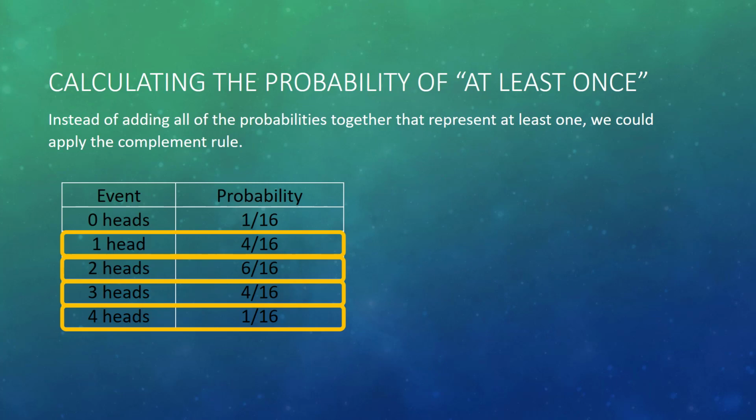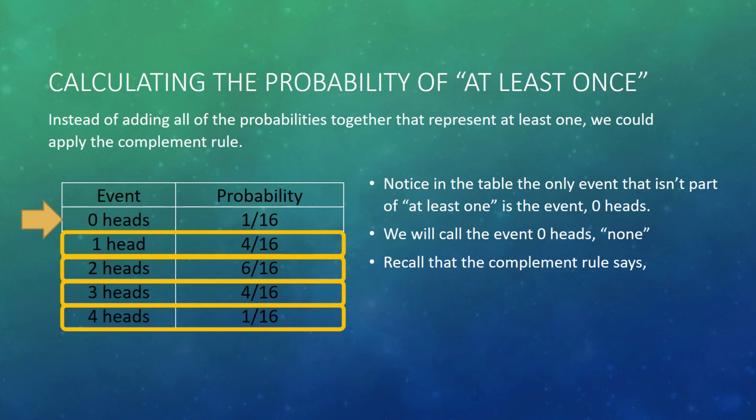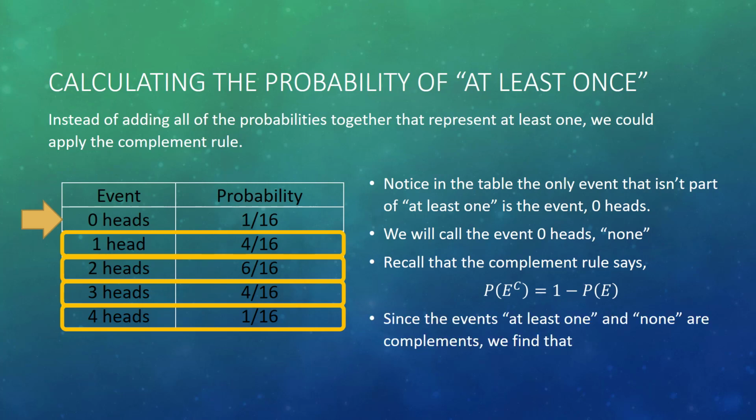Instead of adding all the probabilities together that represent at least one, we could apply the complement rule. Notice in the table the only event that isn't part of at least one is the event 0 heads. We will call the event 0 heads none. Recall that the complement rule says that the probability of the complement of an event happening is equal to 1 minus the probability of the event happening.